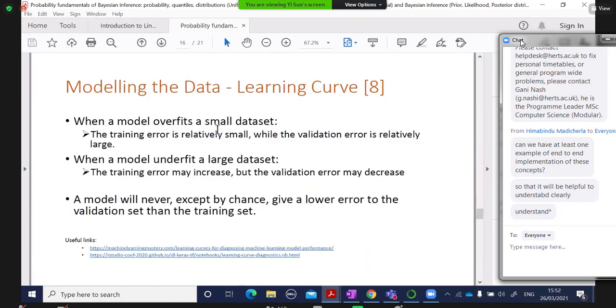When the model overfits a small data set, what does it mean to overfit? Overfitting means the model has very good performance on the training side, but not on the validation or test side. And underfitting, what does it mean? It means the model has very poor performance on both the training and the validation side.